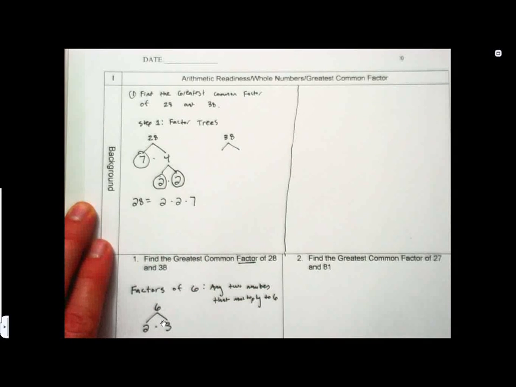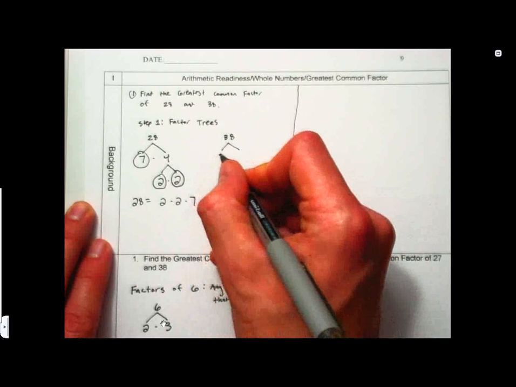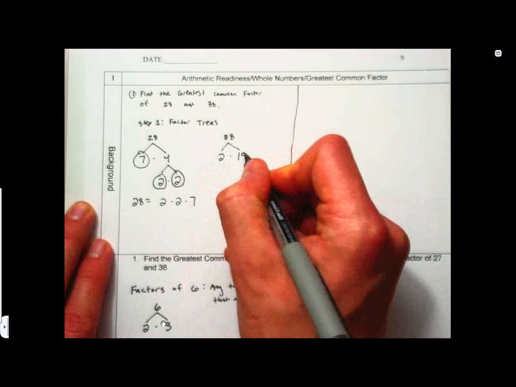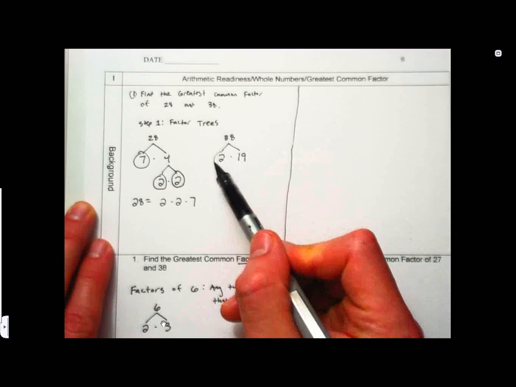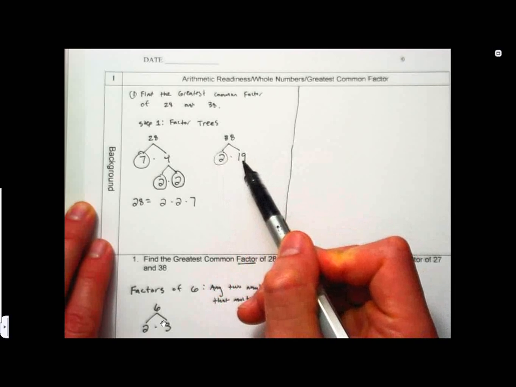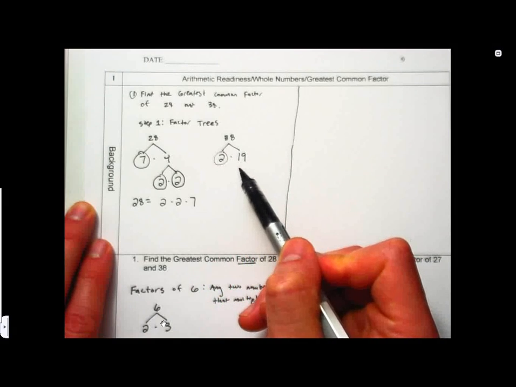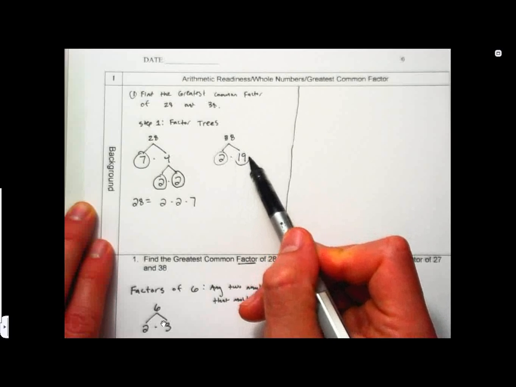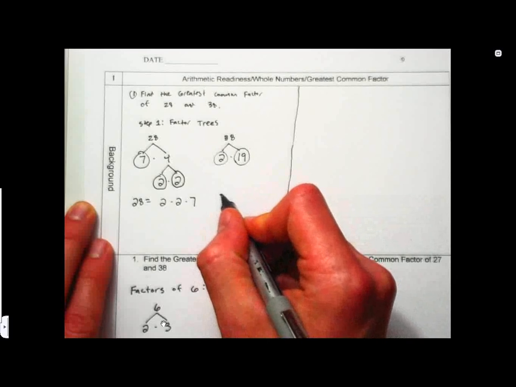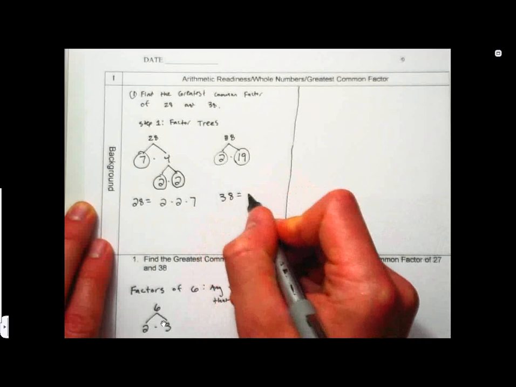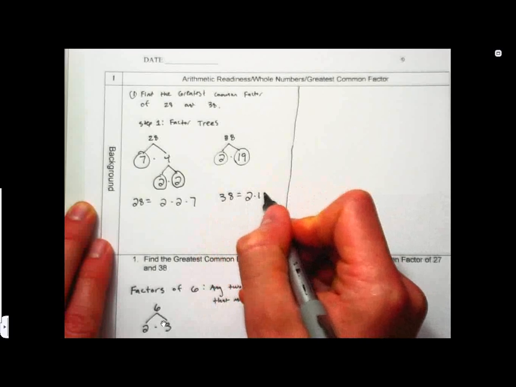So 38. If we break down 38, well, 2 times 19 multiply together to be 38. So 2 and 19 are factors of 38. And again, I cannot break 2 down further. And 19, are there two numbers that multiply together to be 19? Well, the only ones I can think of are 19 and 1. And we already said we don't want to use 1 in a factor tree. So I'm going to leave 19 alone, can't break it down. So what that means is 38 breaks down into 2 times 19.